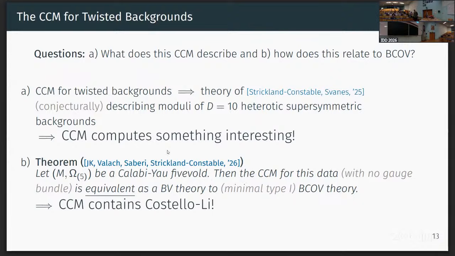Well, as I said, there are a lot of things I sweep under the rug. One important thing: the BCOV you're referring to is probably the type 2 theory. Yeah, exactly, the type 2 theory, which is not what we look at, because we look at the minimal type 1 BCOV theory. There are a lot of different BCOV theories. So this is going to lead to my next question: where does the data of the Beltrami differential and complex structure deformations come in? That's BCOV's dynamical field, right?